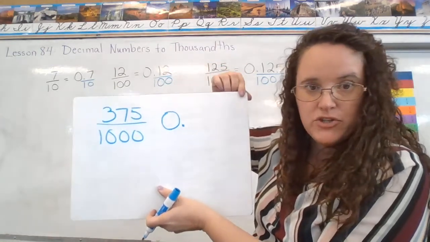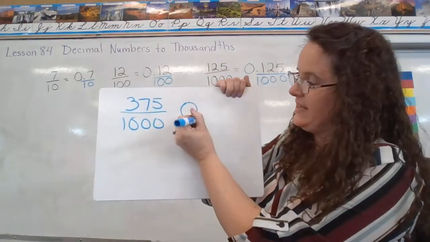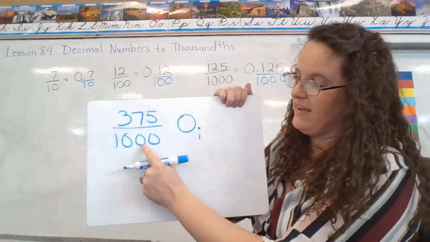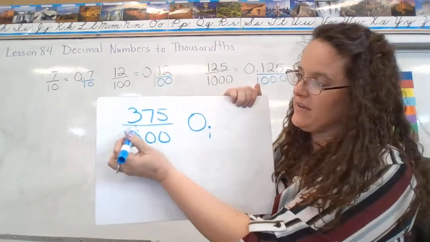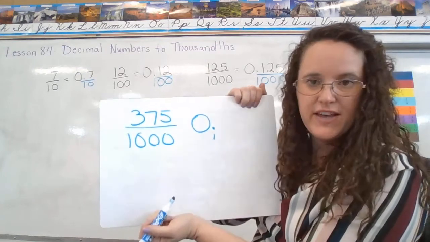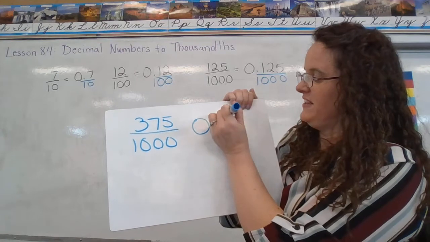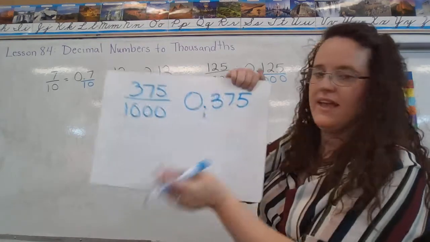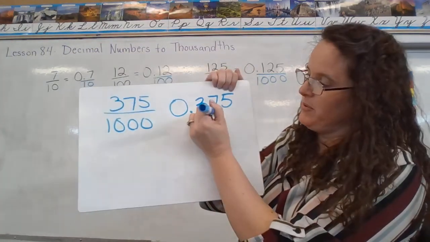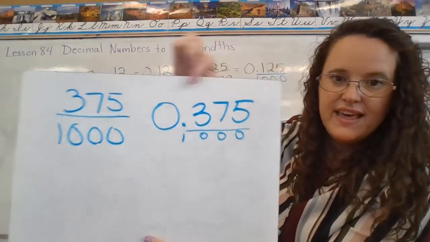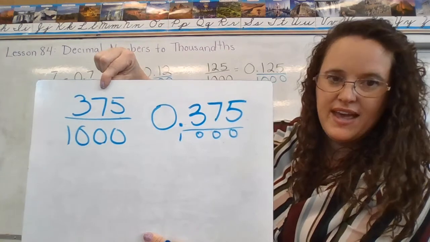So remember my trick. My 1 is right there at the decimal point, and then I have 3 zeros. Notice how I have 3 place values up there in the numerator? That means I'm just going to fill in a 375 there, and if I put my zeros underneath, I can see that this is the same as this.